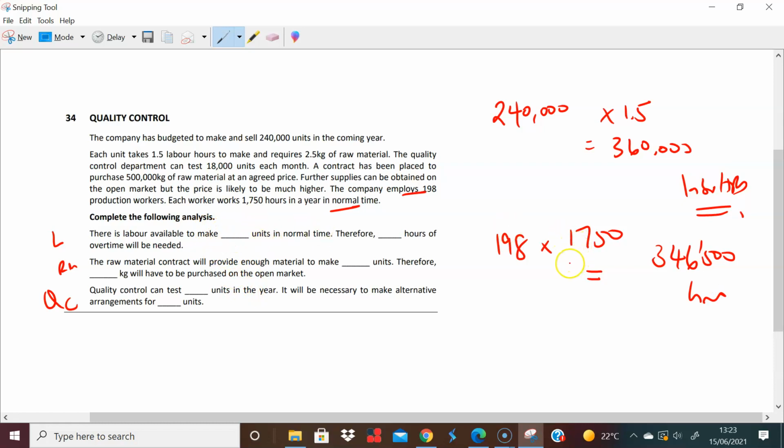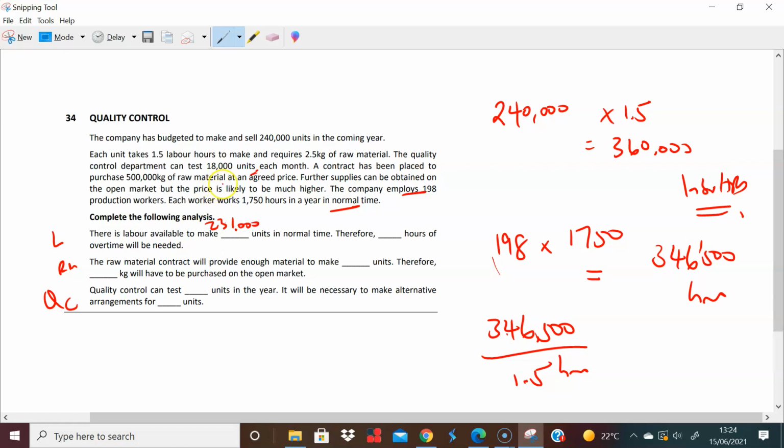So if you have 346,500 labor hours and it takes you 1.5 hours to make a unit, these are the total hours you have, and if it takes 1.5 hours to make one unit, you just need to divide 346,500 by 1.5 to find the number of units you can make in normal time. Therefore, you can make 231,000 units in normal time.